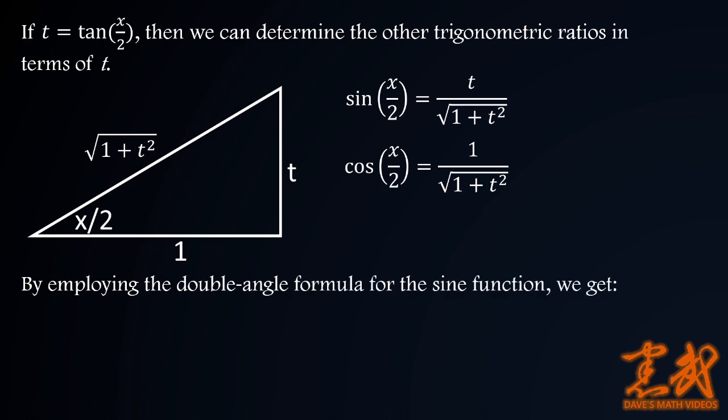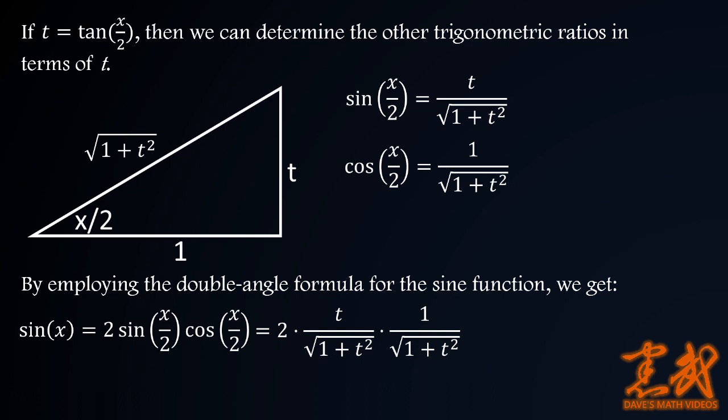Furthermore, by employing the double angle formula for the sine function, we can find the value of sine of x. So this gives us sine of x is equal to 2 times the sine of the quantity x over 2 times the cosine of the quantity x over 2. Plugging in the values that we just got, we find that the sine of x is equal to 2t over the quantity 1 plus t squared.